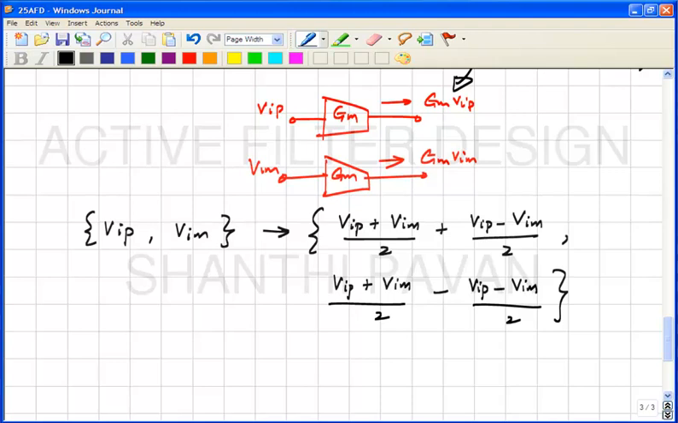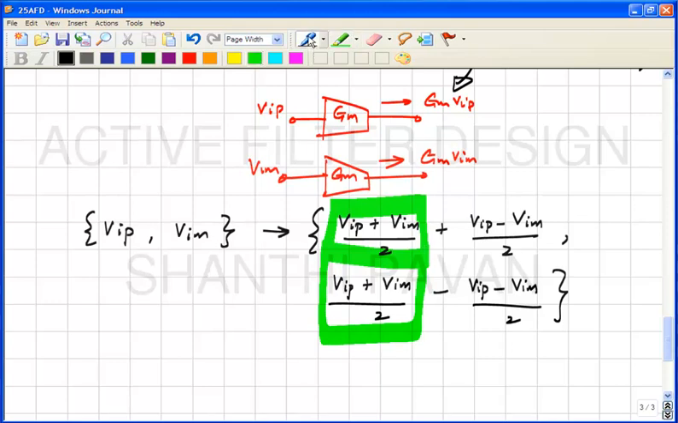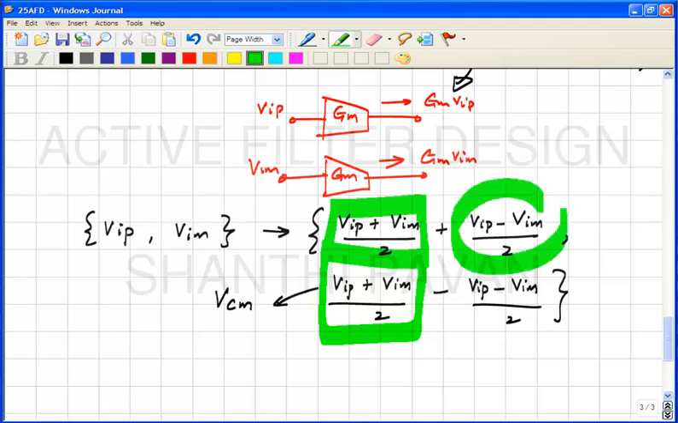Okay. Now, this is called the common mode component. All right, and this is called the differential mode component. Okay.